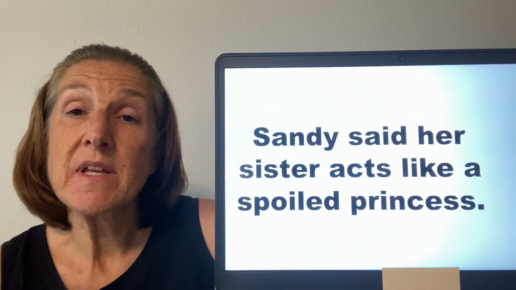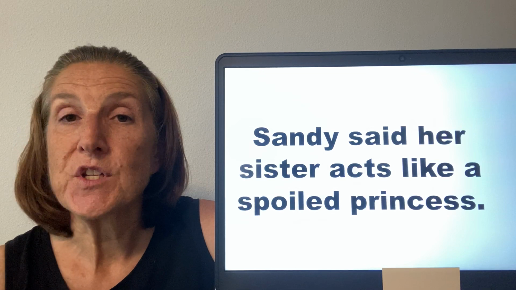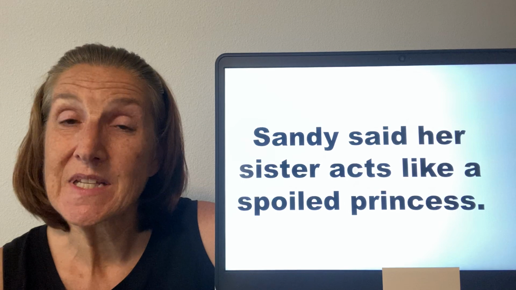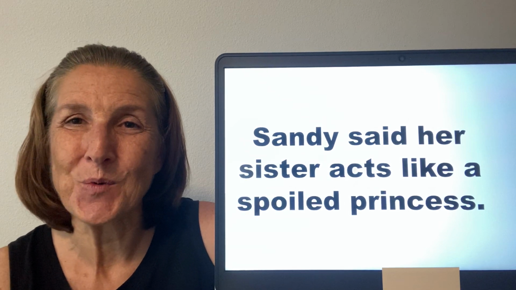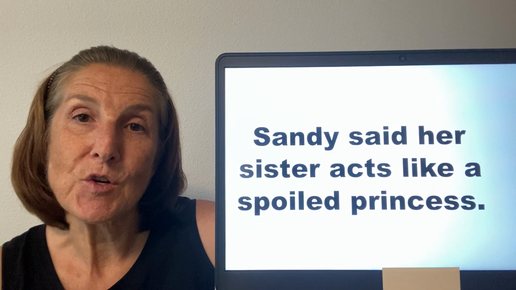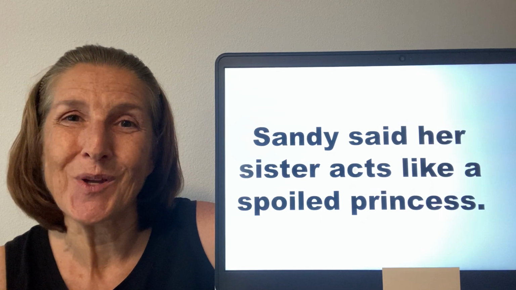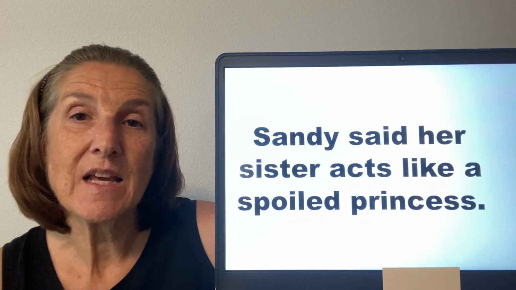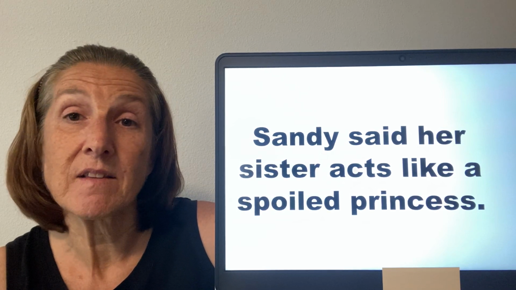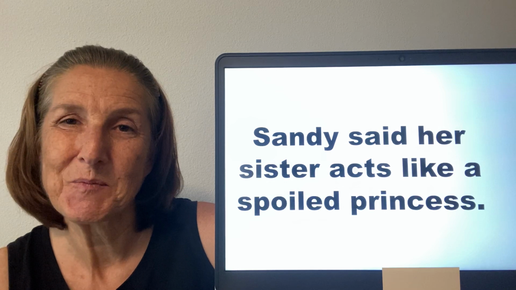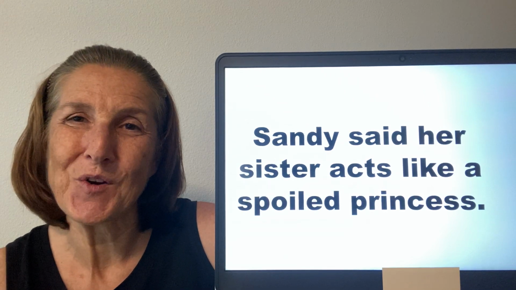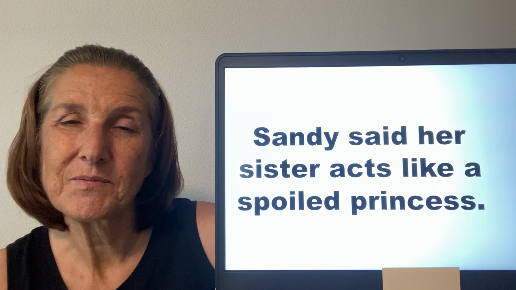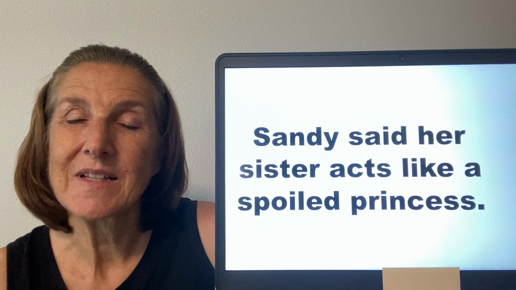So let's look at some sentences. This first sentence is going to use the S sound. I'll read it once, then we'll read it together, and then you can try it on your own. Sandy said her sister acts like a spoiled princess. Let's read it together. Sandy said her sister acts like a spoiled princess. Now you try reading it on your own. Great.